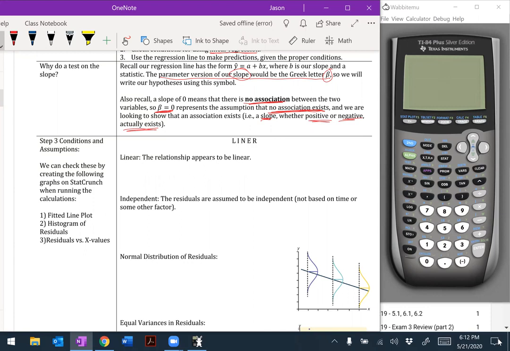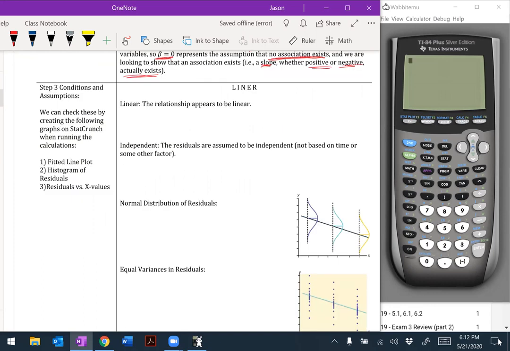Okay, what are the conditions for our assumptions? Linear, the relationship appears to be linear. So if we have a bunch of data, we want to make sure that that data appears to be linear. Linear data. So we want no curves.